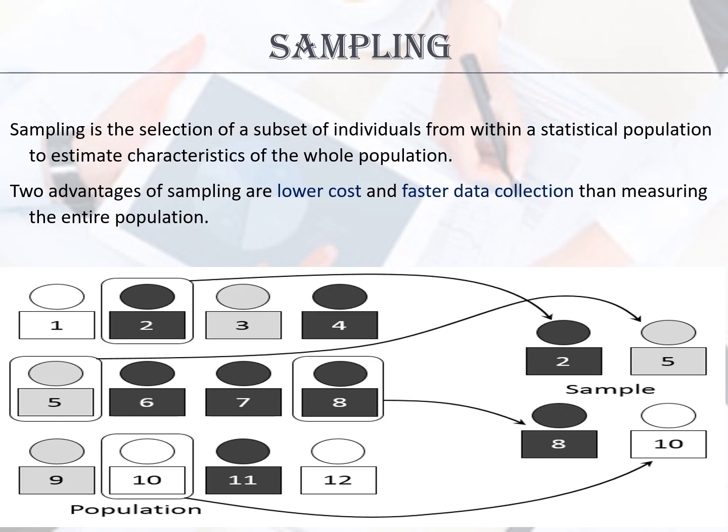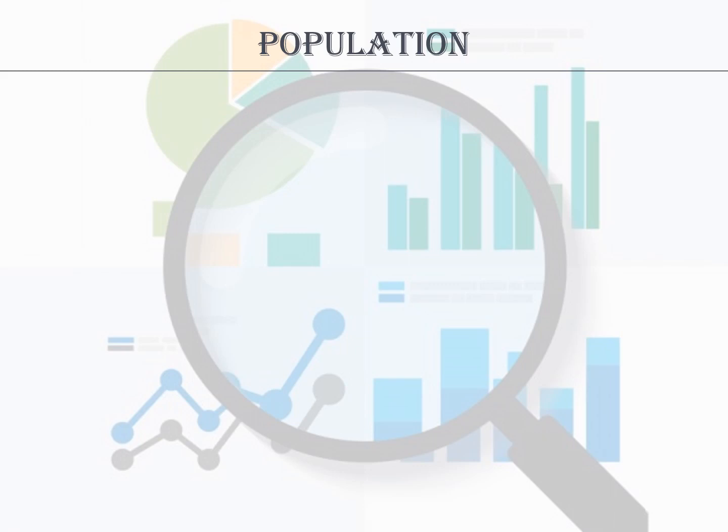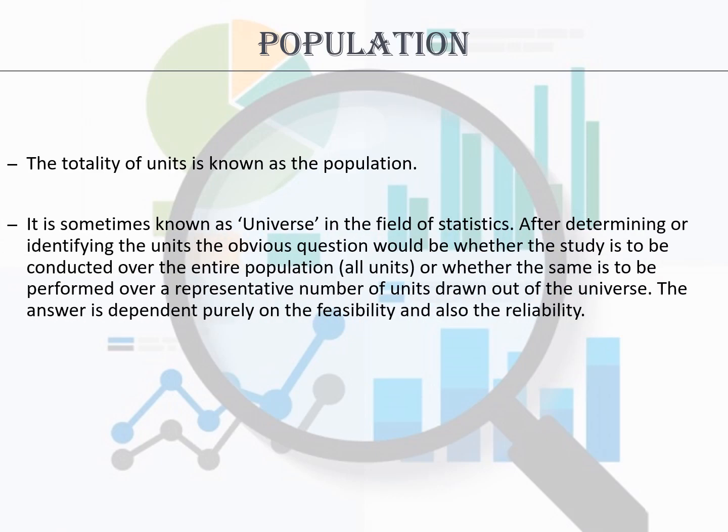Size of the sample completely depends on the type of research, and the number of items selected for the same is known as sample size. Population. The totality of units is known as population. It is sometimes known as universe in the field of statistics.